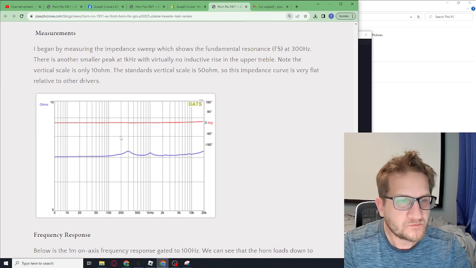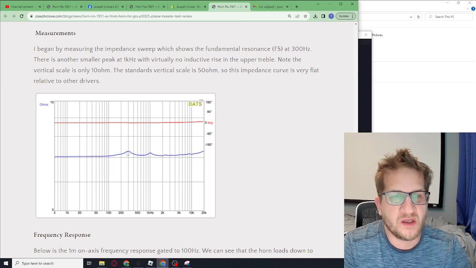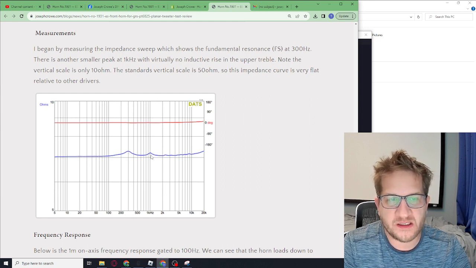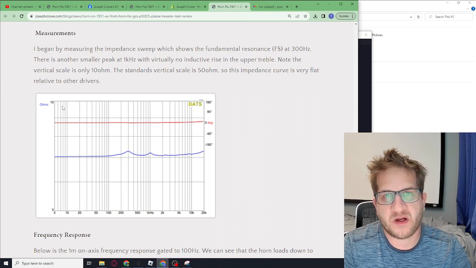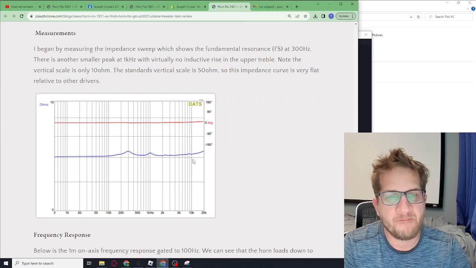You can see here the impedance sweep for the planar driver on horn 1931. The FS is at around 300 Hz, and then we do see a blip there at 1 kilohertz, which we'll see more of in the next few measurements. The vertical scale is actually 10 ohm, where normally it's around 25 or 50 ohm, so this is exaggerating the results. The impedance sweep is very, very flat with no inductive rise whatsoever. I mean, there's a little bit, but it's negligible.